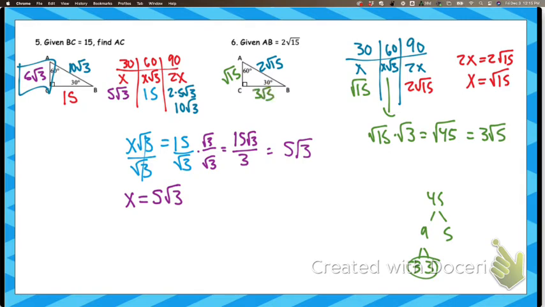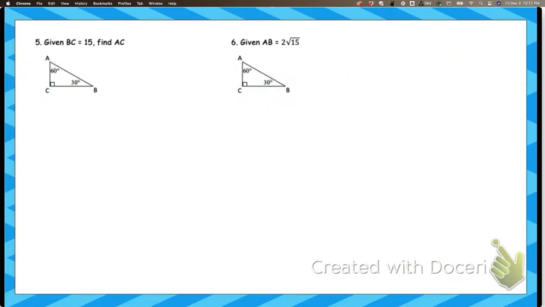And that's the side, let's see here. Oh, it doesn't say which side to solve for, I apologize. Let's just go ahead and do a BC. All right, so that was 30, 60, 90, and 45, 45, 90 triangles.